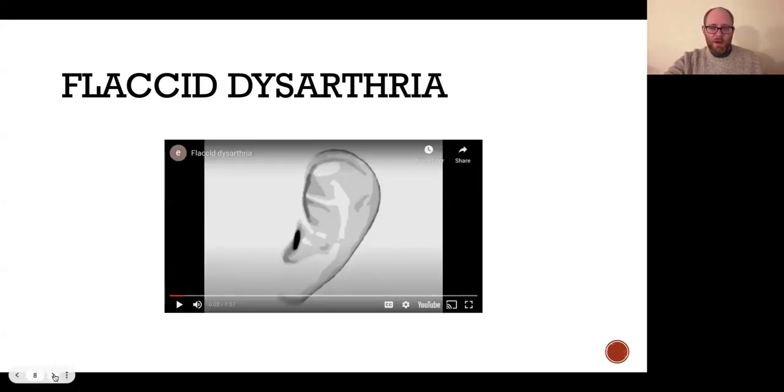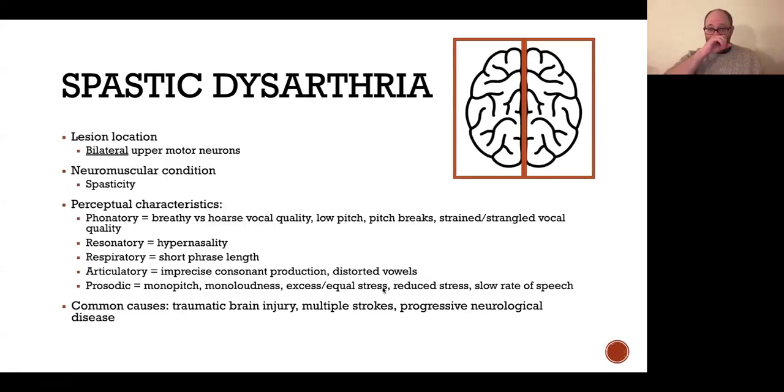Okay, so next on our list, we have spastic dysarthria. Spastic dysarthria is a type of dysarthria that's caused by bilateral lesions to your upper motor neuron. So now we're talking about your cortex, which is why I have both sides of the brain on the picture highlighted. And this is an important characteristic as far as helping you diagnose what type of dysarthria is present, which we'll talk more about in a little bit. But if you have bilateral lesions, the resulting neuromuscular condition is spasticity.